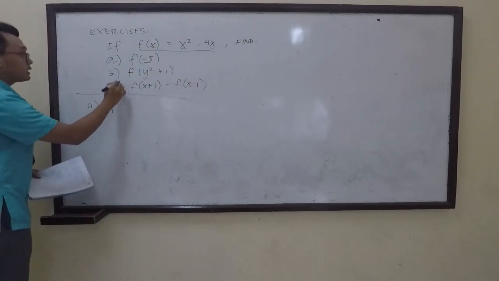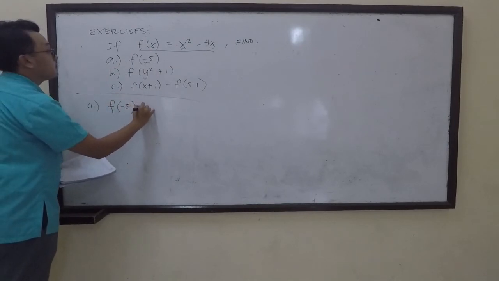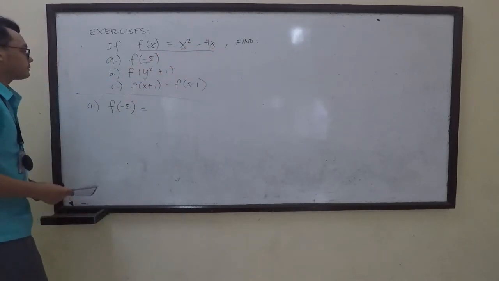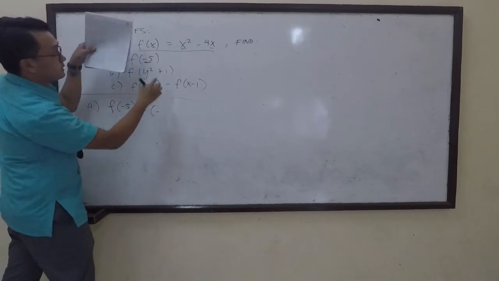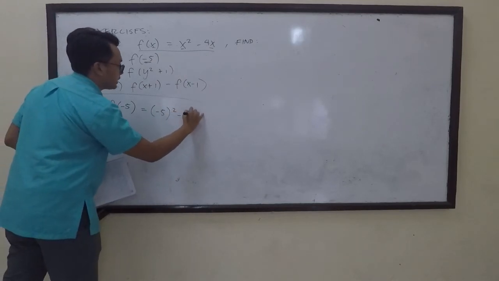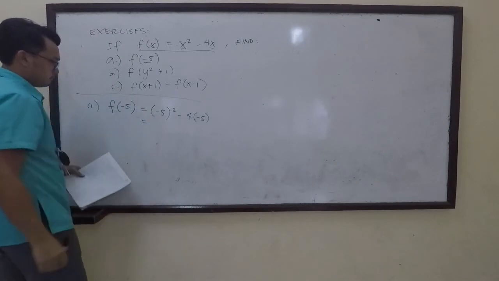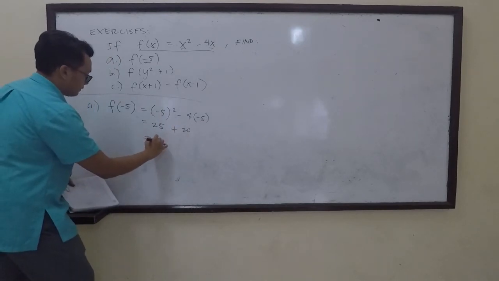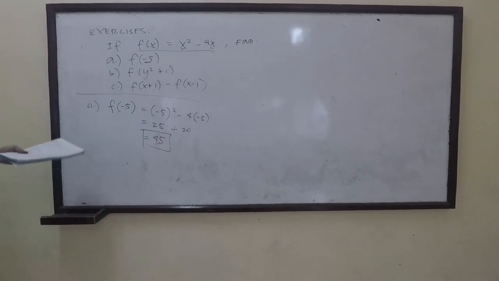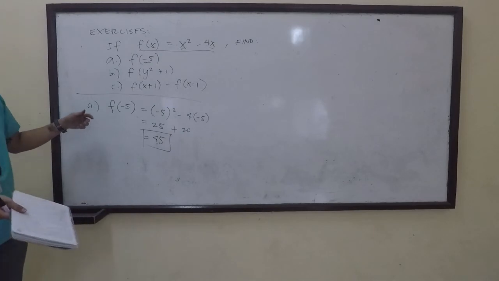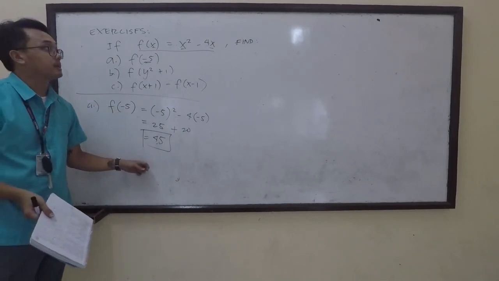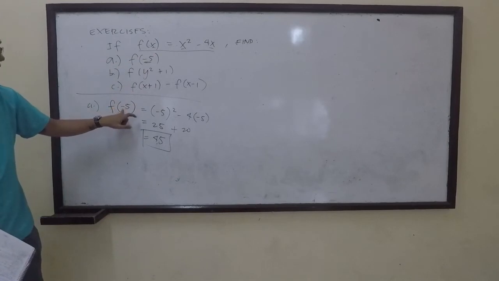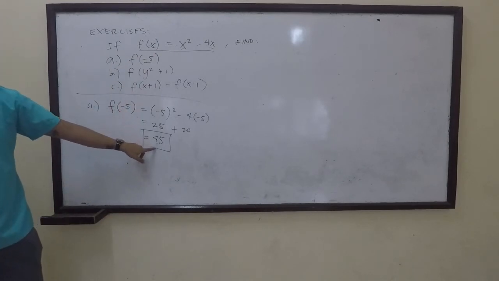Okay, so number 1, instead of f of x, this now becomes f of negative 5, which is equal to, basically we're giving the variable x the value negative 5. So negative 5 raised to 2 minus 4 times negative 5. This is 25, and this is plus 20. So this is 45. So if x is negative 5, the answer is 45. Or if the value of x is negative 5, then the value of the function is 45.